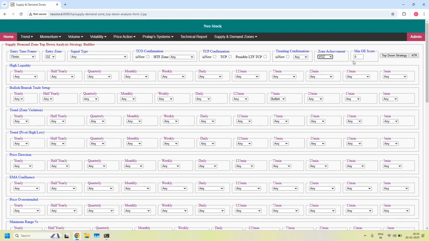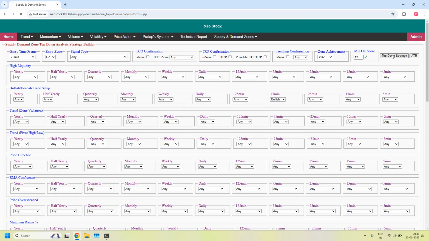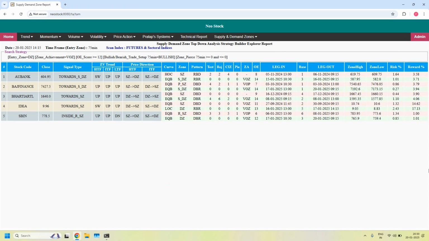Zone achievement violated opposing zone. Minimum odd enhancer score 12. All 3 filters are applied to 75 minutes demand zone. We got 5 stocks. All these 5 75 minutes demand zones are supporting bullish trade setup for weekly income trade, and entry time frame is 75 minutes demand zones.